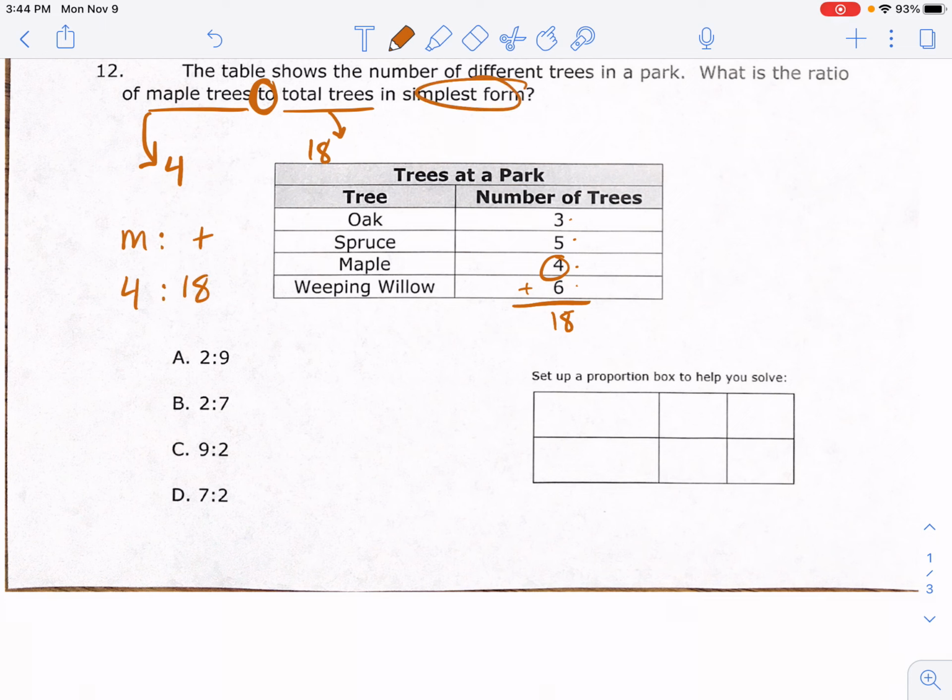But remember, I have to do it in simplest form. That's not in simplest form yet. I could divide both these numbers by 2. 4 divided by 2 is 2. 18 divided by 2 is 9. So 2 to 9 is my correct answer. It is not 9 to 2, because that is total to maple, but it asked about maple to total. Okay, moving on.